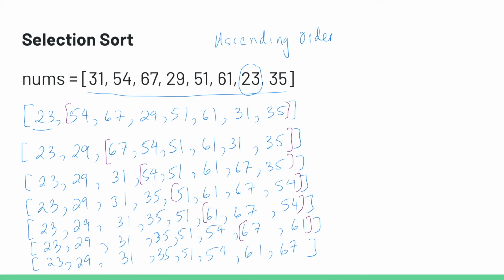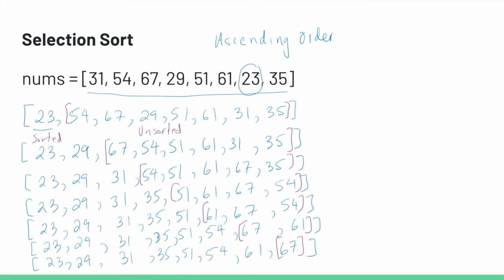Now, one thing to pay attention to is that this section in purple is our unsorted portion, and the section outside is our sorted portion. As we continually go through the array, the sorted portion will grow and the unsorted portion will decrease until it's only one element, at which point the entire array is sorted.